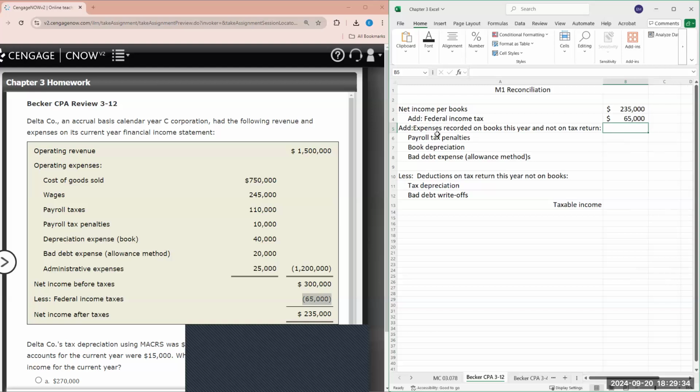And then from there, we need to add expenses that are recorded on the books this year and not on the tax return. So some things that we need to account for are the payroll tax penalties of $10,000. There's some book depreciation that was recorded, the book depreciation of 40,000. And then we also need to account for the bad debt expense under the allowance method of 20,000. All right, and we add these together for a sum total of 70,000.